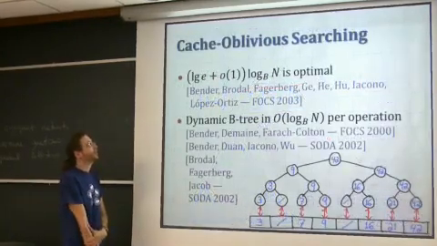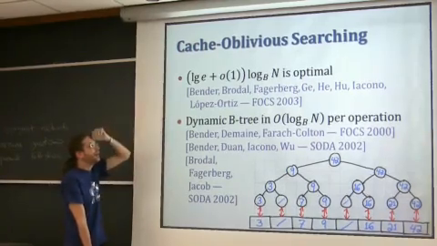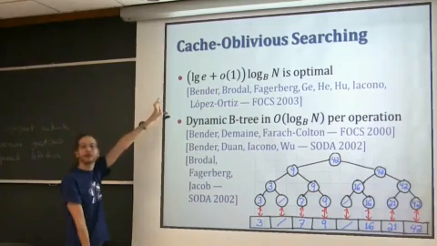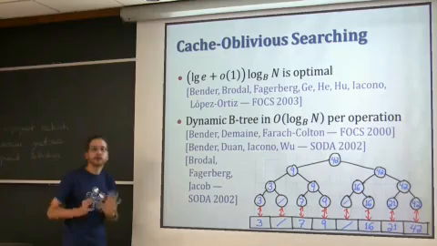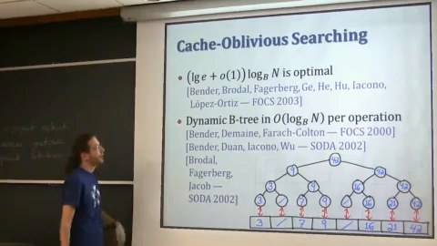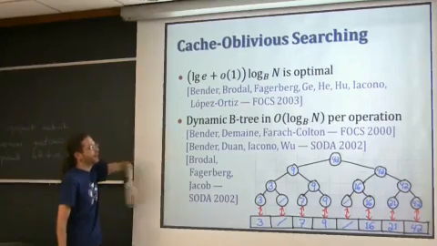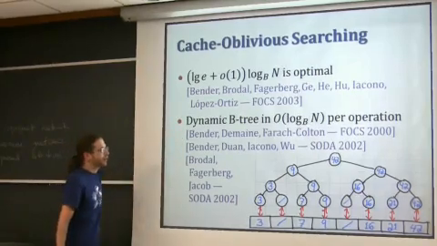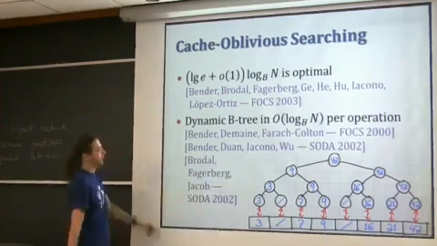This problem has been considered. The right answer is log base 2 of e times log base B of n, plus little o. And that is tight. You can't do better than that bound. So cache oblivious loses a constant factor relative to external memory for that problem. You can also make this dynamic. This is where a bunch of us started getting involved in this world, in cache oblivious world. And this is a sketch of one of the methods.